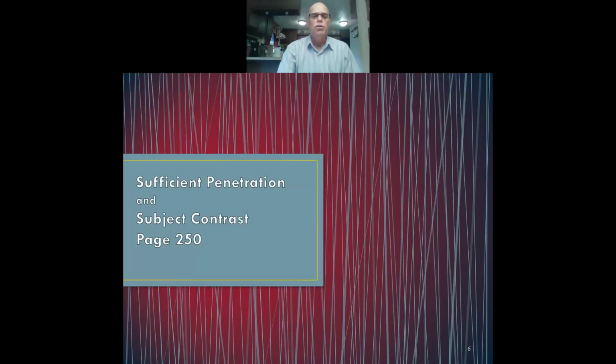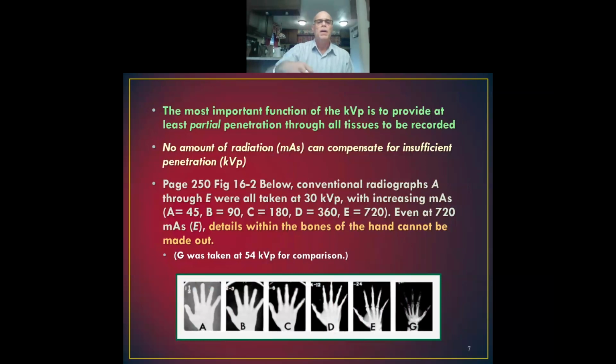Sufficient penetration and subject contrast, on page 250. The most important function of kVp is to provide at least partial penetration through all tissues to be recorded. If you look at these examples on the bottom of this slide, you can see the first one is that silhouette or that ghost-like image that I think Dr. Haynes has talked about in one of her lectures.